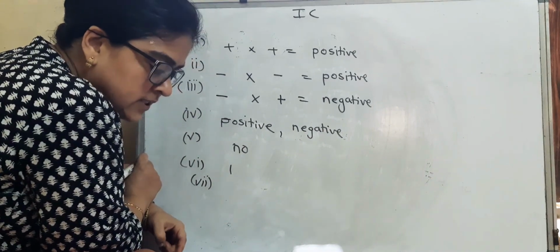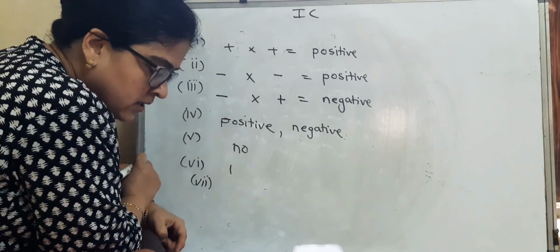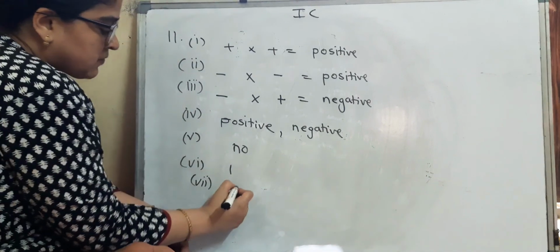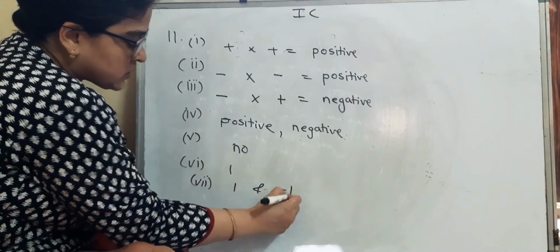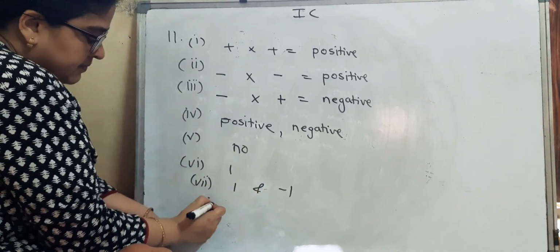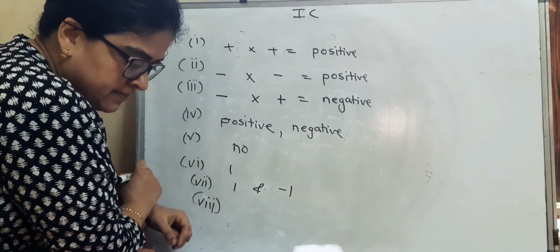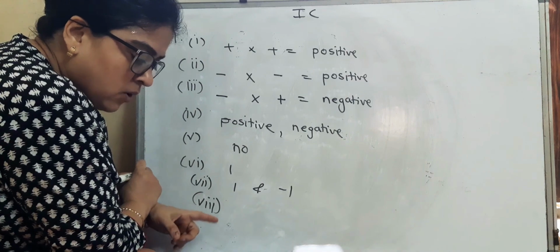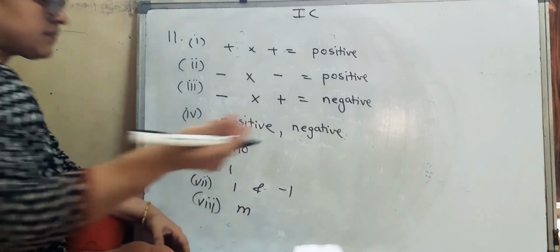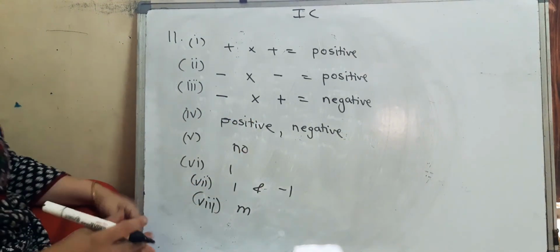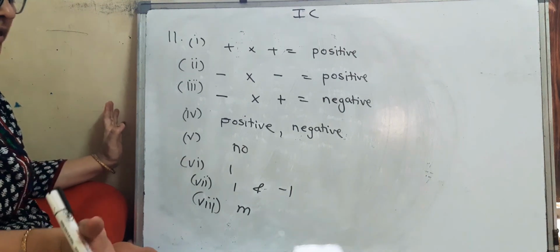Seventh one. The numbers 1 and -1 are their own reciprocals. Eighth: if m is a reciprocal of n, then the reciprocal of n is m. Done. Completed the exercise 1C.